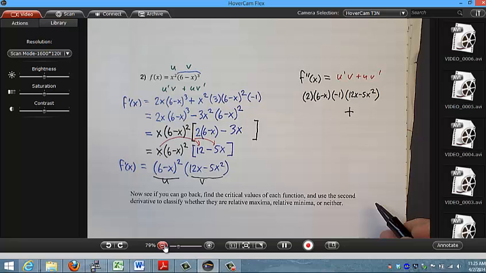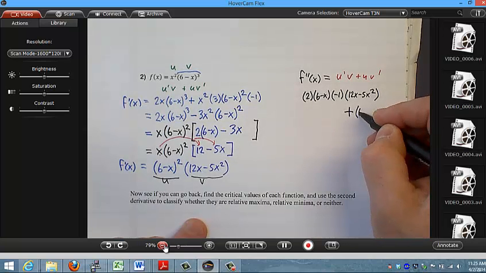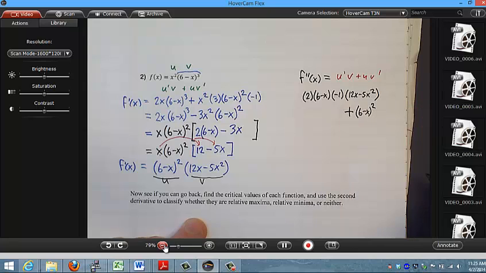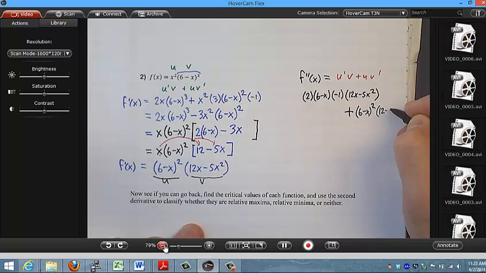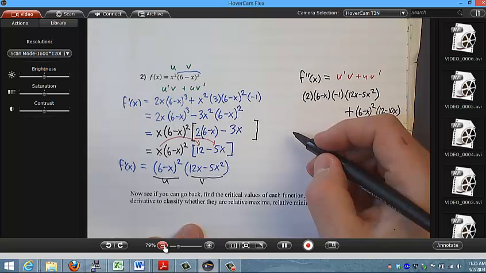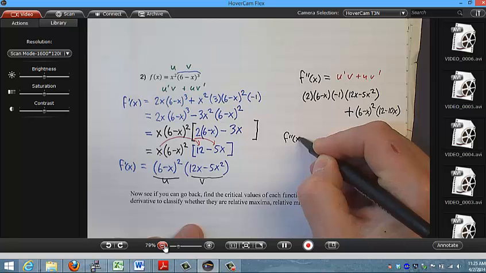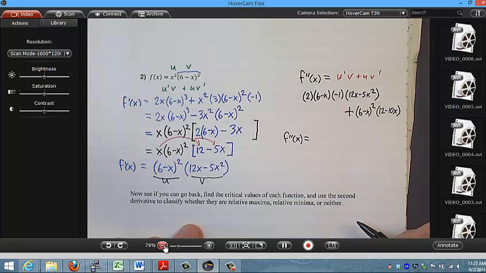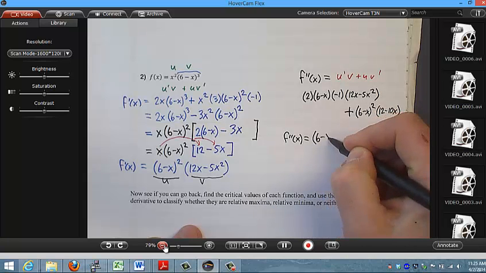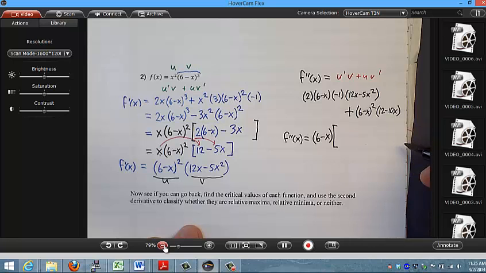Plus u is 6 minus x squared. And now v prime, what's that going to be? 12 minus 10x. How about that? Can I simplify? I sure hope so. F double prime of x equals. Boy, is that ugly, huh? Well, I guess, do you see any common factors? You see how there's that 6 minus x is common? So I'm going to do the same thing I did last time. I'm going to try and factor it out.